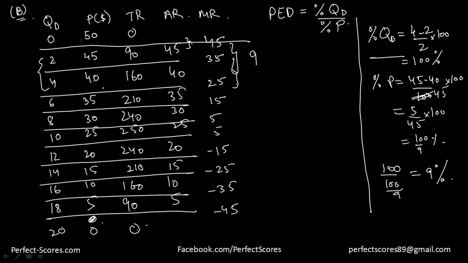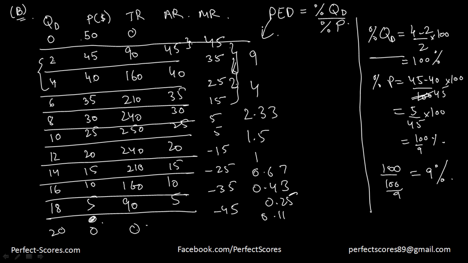And for the next term, the percentage change in quantity demanded divided by the percentage change in price is going to be 4. So we have 9, 4. I'll leave the calculation to you. 2.33, sorry, not 1.22, it's 2.33. Then we have 1.5, then 1, then 0.67, 0.43, 0.25, and 0.11. Right? So this is the price elasticity of demand. Now let's go ahead and plot these curves on our graph.